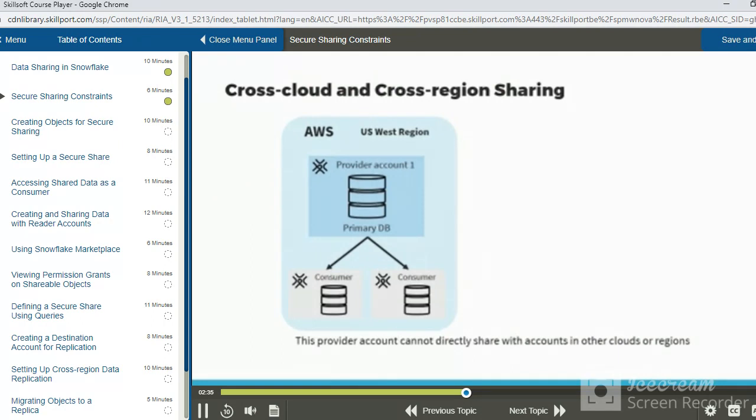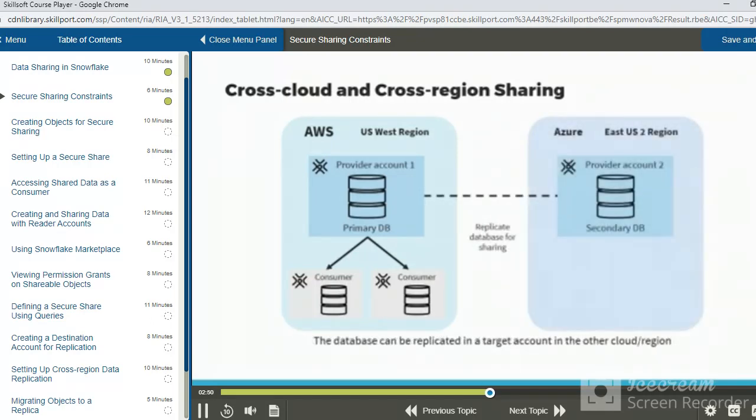The restriction we discussed earlier is that a provider account cannot directly share with other Snowflake accounts which are located on a different cloud or region. There is, however, a somewhat less direct way of doing this share. And this is where replication enters the picture.